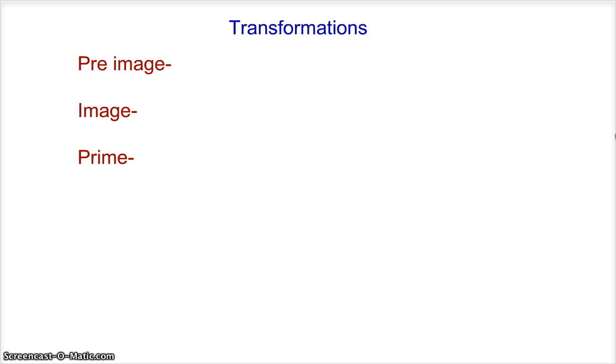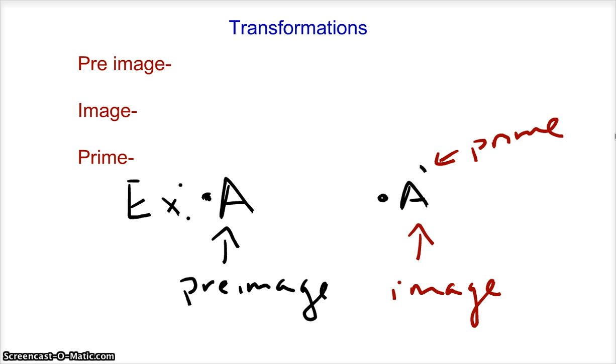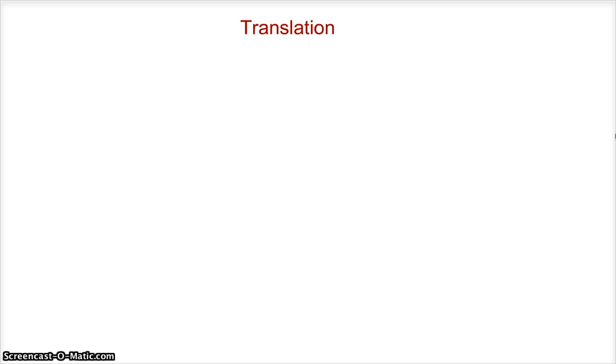So for example, if I just wrote point A, this would be my pre-image. And then if I translated, reflected, rotated, dilated, whatever I did to it, my new point would be point A prime. That little symbol is prime. That apostrophe is prime, and this would be my image. Okay. So what I just explained to you goes for any transformation. Now we're going to talk about translation specifically.